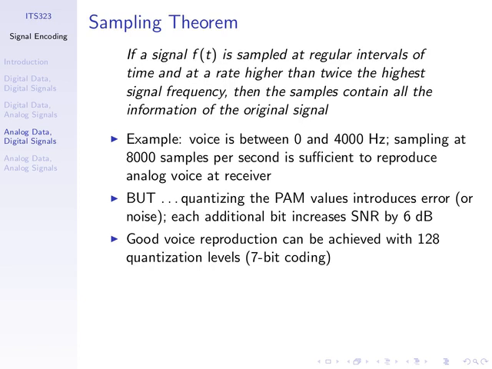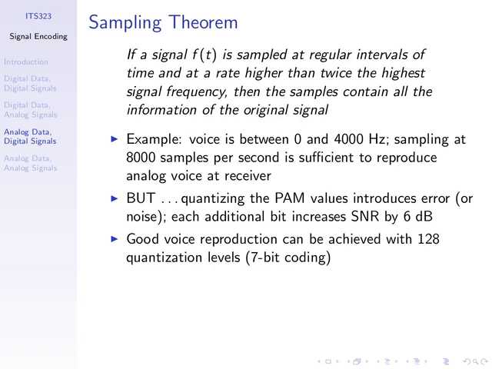So it gives us a guide of what's the ideal sampling rate. For example, voice normally has frequencies ranging from 0 to 4,000 hertz. So the maximum frequency component is 4,000 hertz. If we sample at twice that, 8,000 samples per second, that should be a sufficient sampling rate to reproduce the analog voice at the receiver, to give us perfect reproduction. So that gives us a relationship between the frequency of the signal and the sampling rate that should be used.